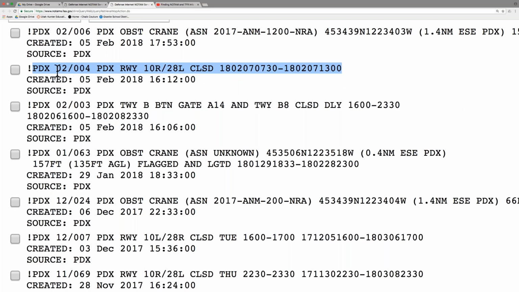So Corey, why don't you go ahead and give that one a shot? Looks like in Portland, the 4th notification of February, we've got runway 10 right and 28 left that are closed from February 7th of 18 at 7:30 Zulu until February 7th, 2018, 1 p.m., basically Zulu time. Mm-hmm. Good. All right.